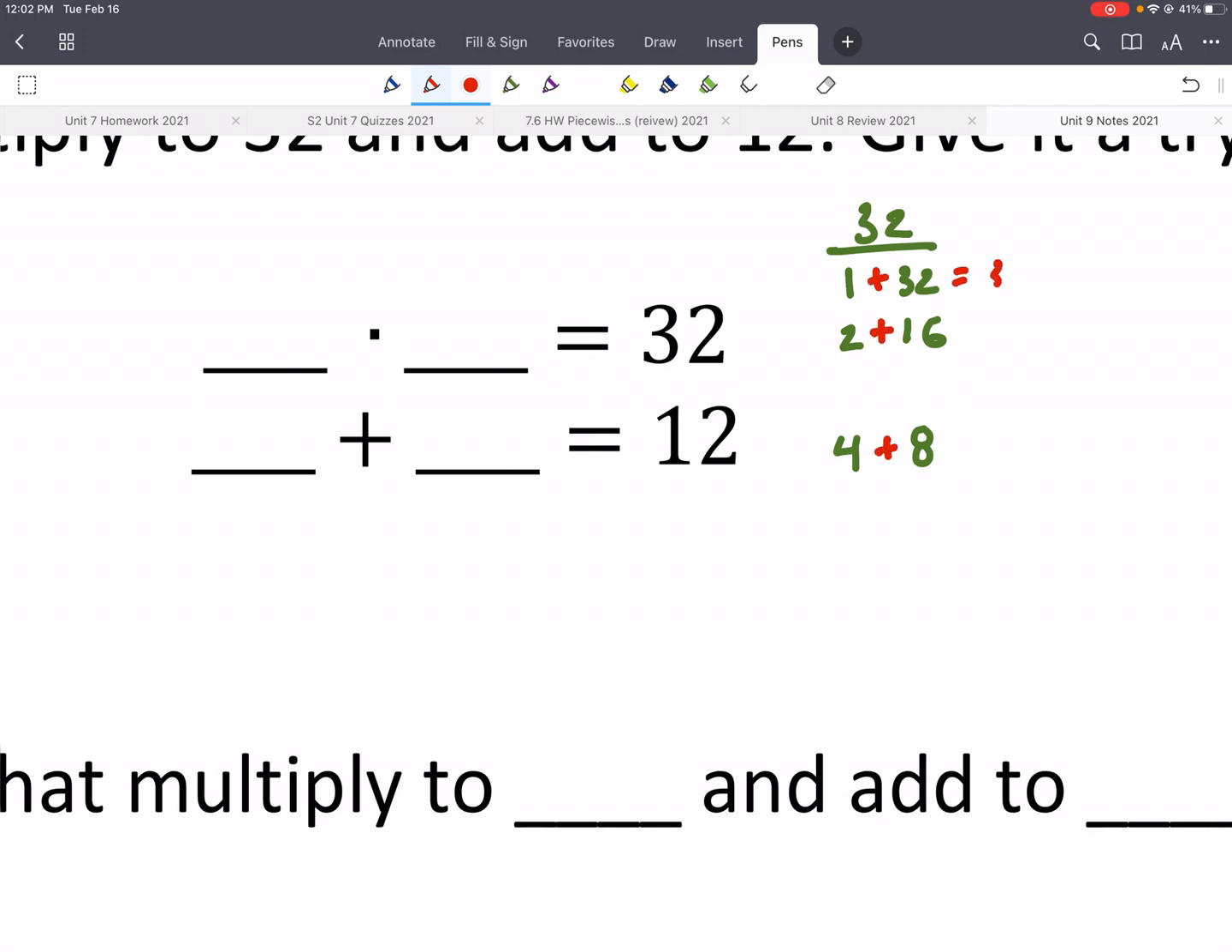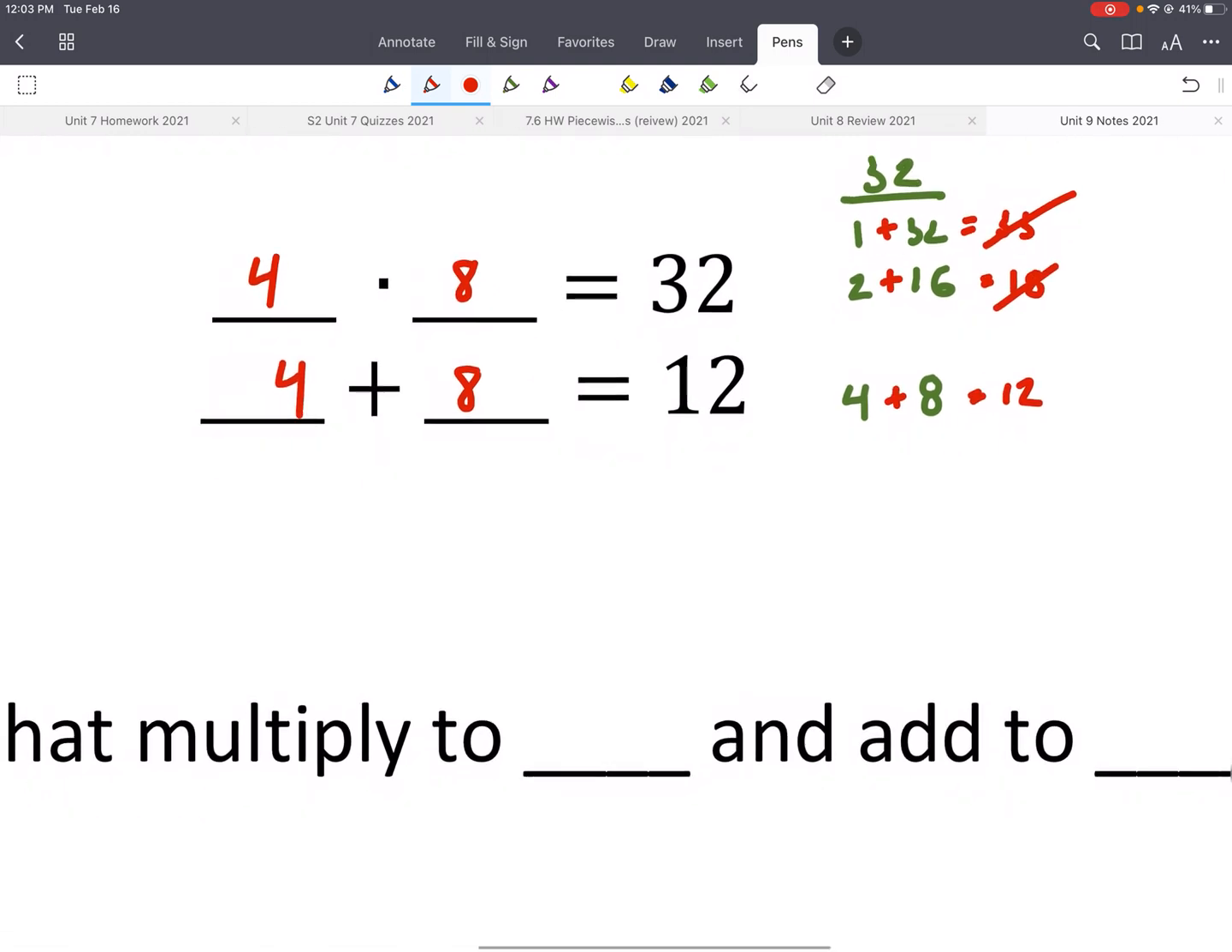So if we changed all of those to addition, 1 plus 32 gives us 33. That's not what we want. 2 plus 16, well, that gives you 18. That's not what we want. And then we've got 4 and 8. That gives us 12. That's exactly what we want. So 4 times 8 gives us 32, and 4 plus 8 gives us 12.